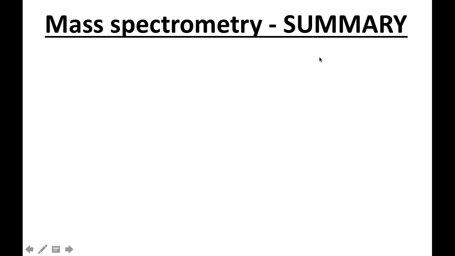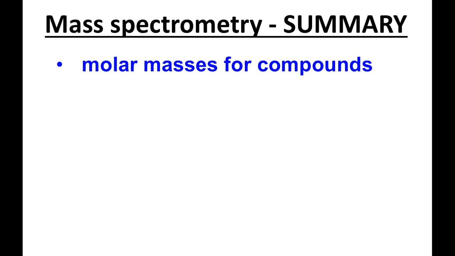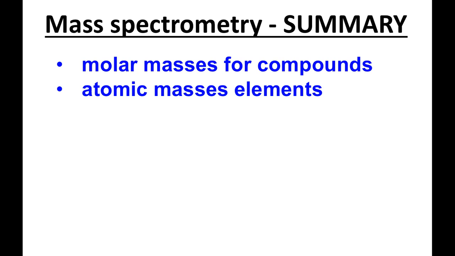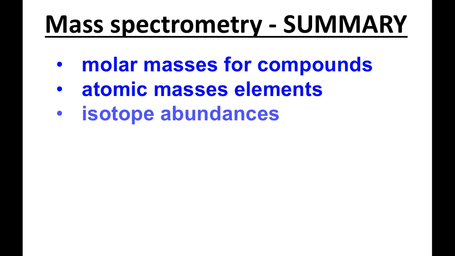So just to summarize, mass spectrometry gives us lots of information. Primarily, we can use it to get molar masses for compounds. We can get atomic masses for elements, specifically weighted average atomic masses, because elements exist in different isotopes, and that lets us also give isotopic abundances. So lots of useful information thanks to mass spectrometry as an analytical technique.